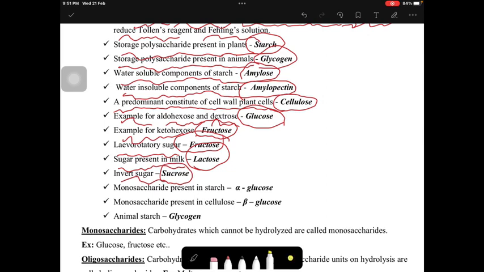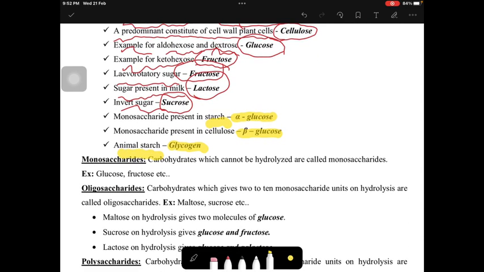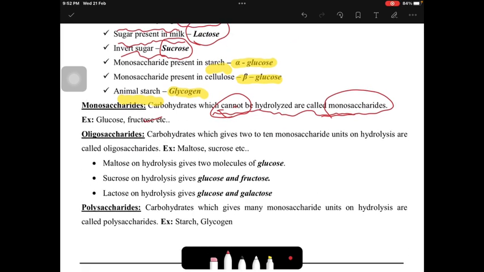Monosaccharide present in starch: alpha glucose. Monosaccharide present in cellulose: beta D glucose. Animal starch: glycogen. Carbohydrates which cannot be hydrolyzed are called monosaccharides, for example glucose and fructose.